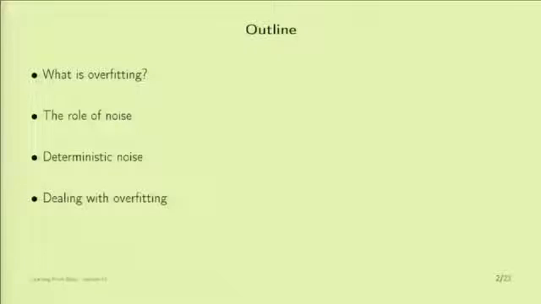So the outline today is, first we're going to start with what is the notion, what is overfitting. And then we are going to identify the main culprit for overfitting, which is noise. After observing some experiments, we realize that noise covers more territory than we thought. There is actually another type of noise, which we are going to call deterministic noise. It's a novel notion that is very important for overfitting in machine learning, and we're going to talk about it a little bit.